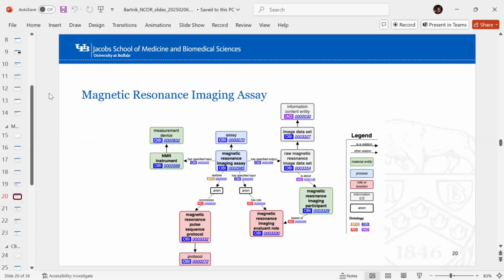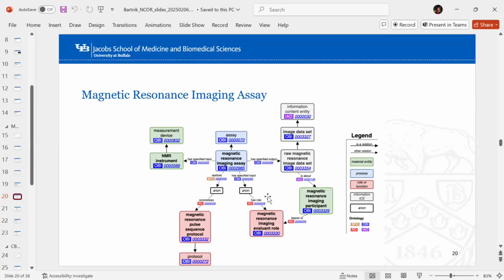This is a schematic of how the MRI acquisition process is represented in MRIO. So at the center, we have the MRI assay, and this was something that already existed in OBI, but we added a few axioms to fit more of our paradigm. But as I mentioned earlier, you have your MRI scanner. In OBI, they call that your NMR instrument. And so that's where your giant magnet sits that puts your protons in alignment. You key in your RF pulses or your pulse sequence protocol at the scanner. So that's part of the planned process for the MRI assay.